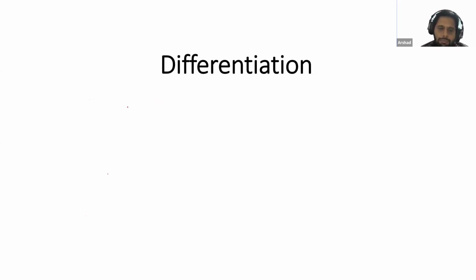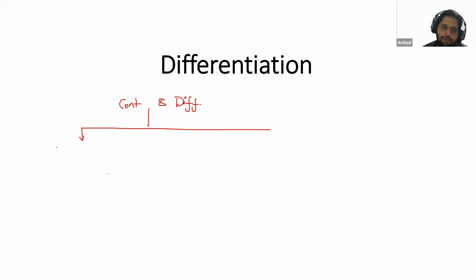So we will discuss differentiation. If you check this chapter, its complete name is Continuity and Differentiability. In this chapter, the major topics, if we check, are continuity, and then you have differentiability.